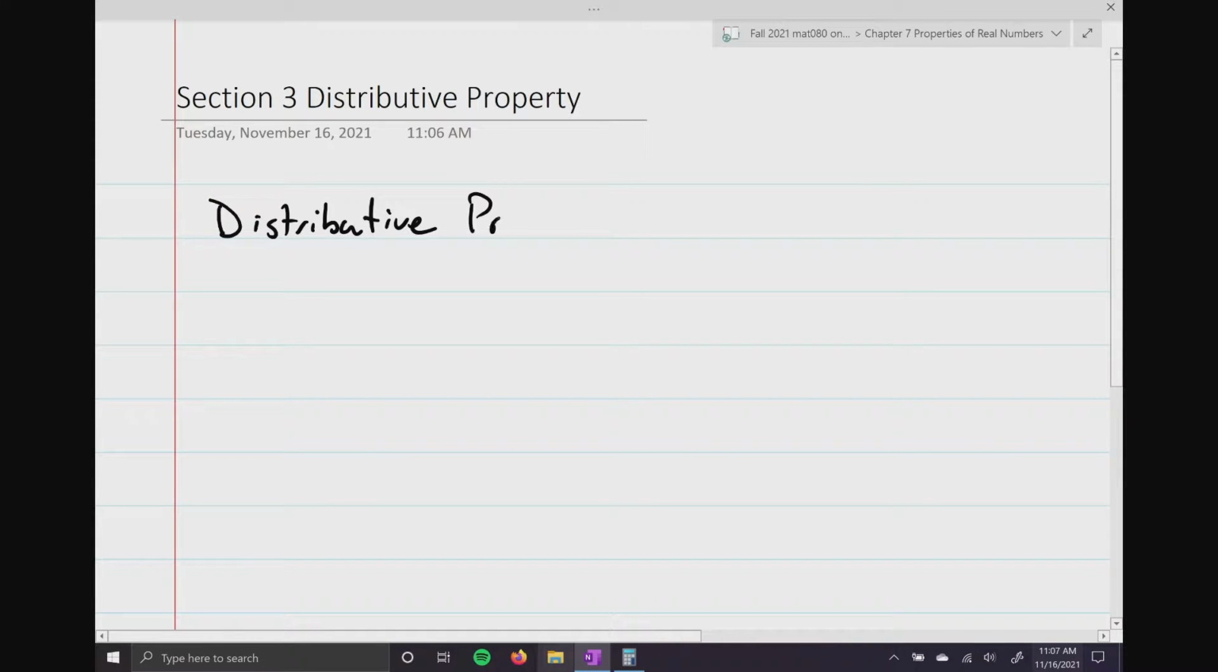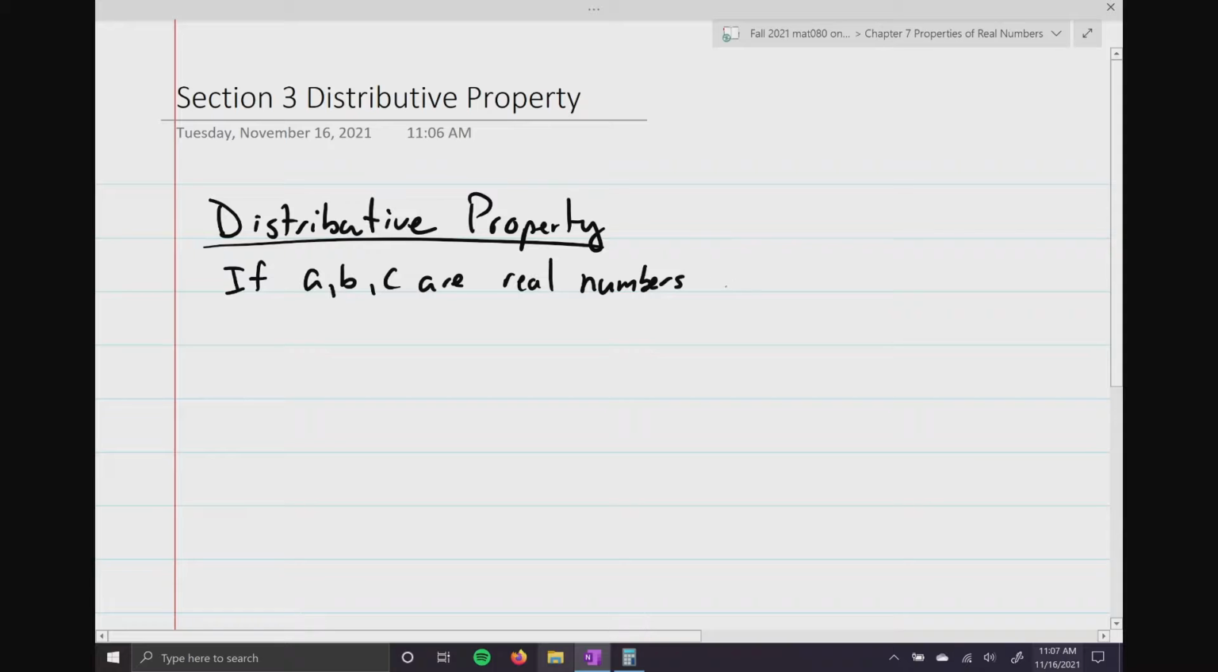So we have our distributive property, and it starts off very similar to all the other ones. If A, B, C are real numbers, then A times the quantity of B plus C is equal to A times B plus A times C, okay?